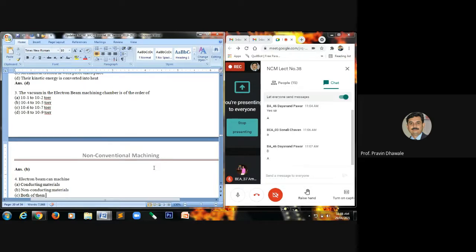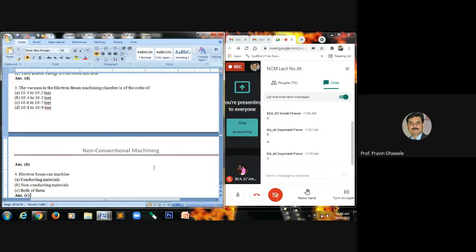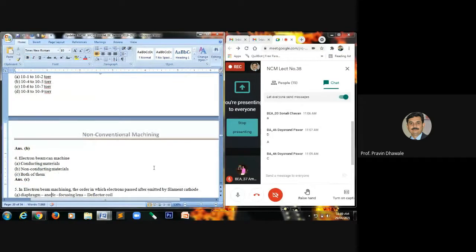Electron beam can machine conducting material, non-conducting material, or both of them. What will be the correct option? C, both of them. Right. Other than Diana, please give the option. Might be it will be wrong or it will be correct, at least write the option which you feel will be correct. You have given the test based on these MCQs. Solving these MCQs means you are getting the answers for the quiz that you solved yesterday.